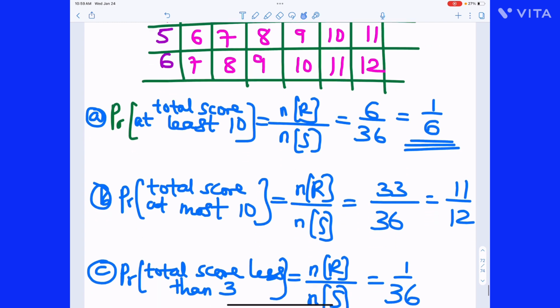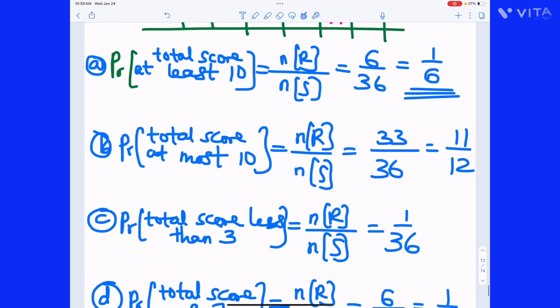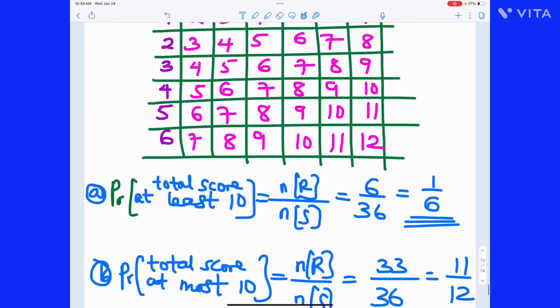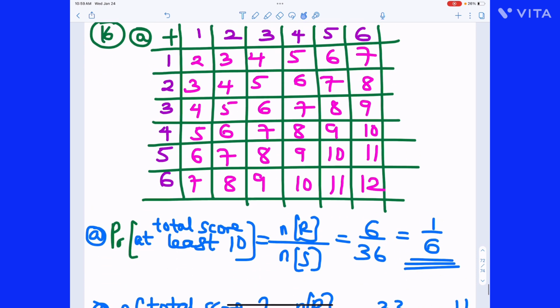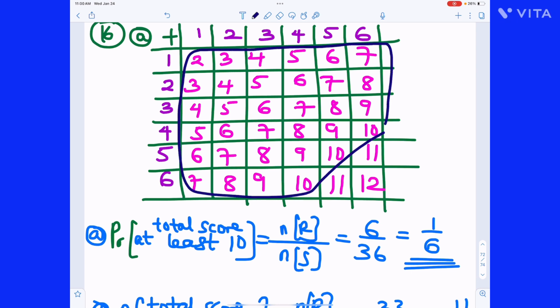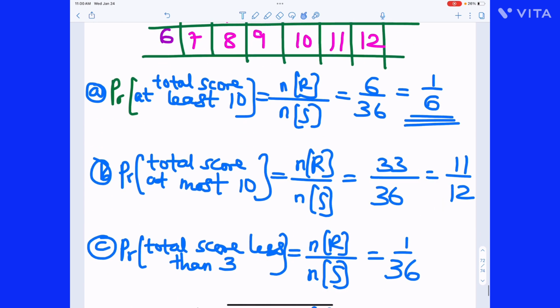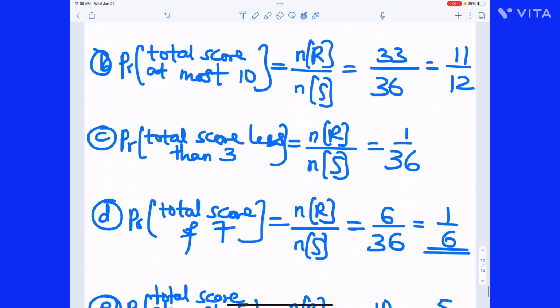So next is probability that the total score is at most 10. At most 10 means 10 or less. This is the group of outcomes that are at most 10. 10 or less. There will be how many in number? There will be 33 in number. So that gives you 33 over 36.